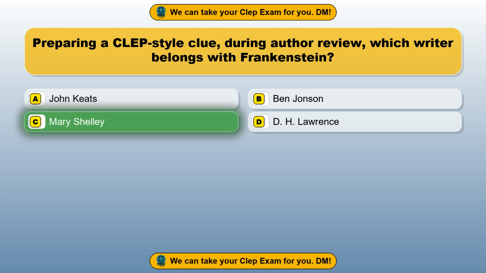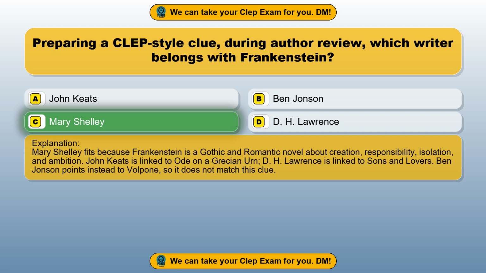Mary Shelley. Mary Shelley fits because Frankenstein is a gothic and romantic novel about creation, responsibility, isolation, and ambition. John Keats is linked to Ode on a Grecian Urn. D.H. Lawrence is linked to Sons and Lovers. Ben Jonson points instead to Volpone, so it does not match this clue.